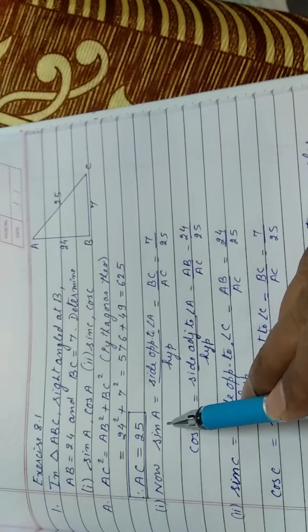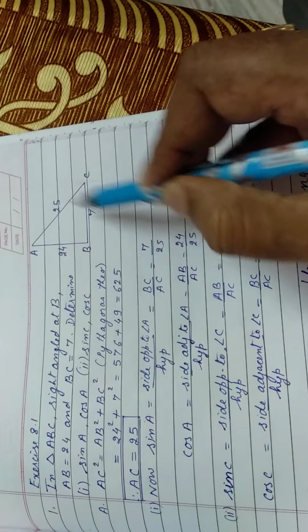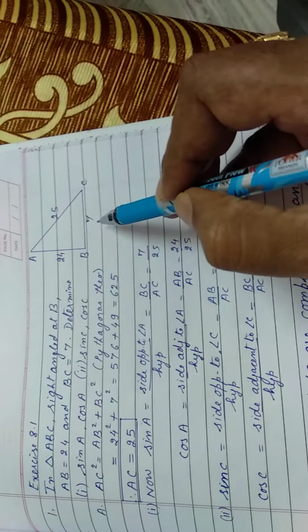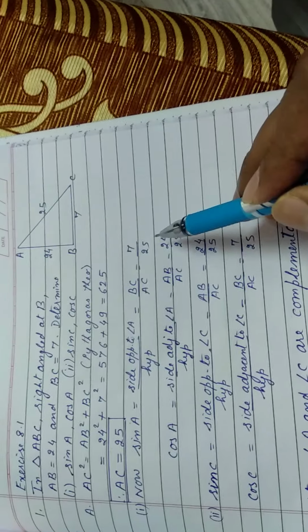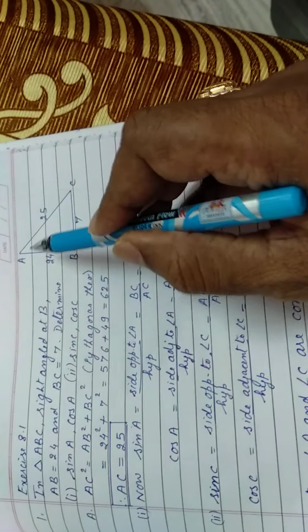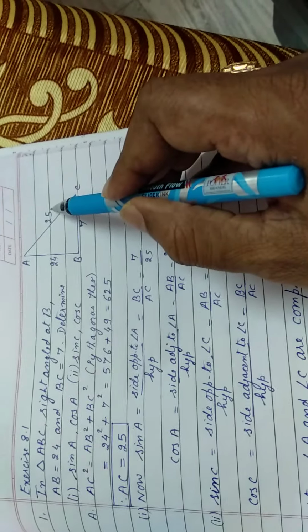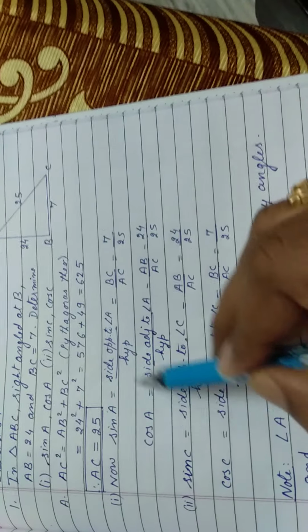So we have found sin A. Now sin A means you have to always keep it like this: sin A means opposite side by hypotenuse. So that is BC upon AC, that is 7 upon 25. Then cos A, for the same angle. Cos A means adjacent side by hypotenuse, that is 24 by 25. So this is for angle A.